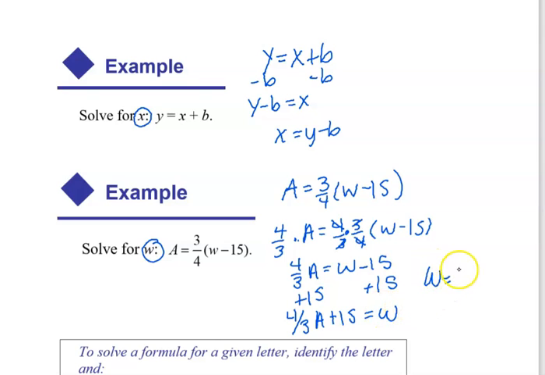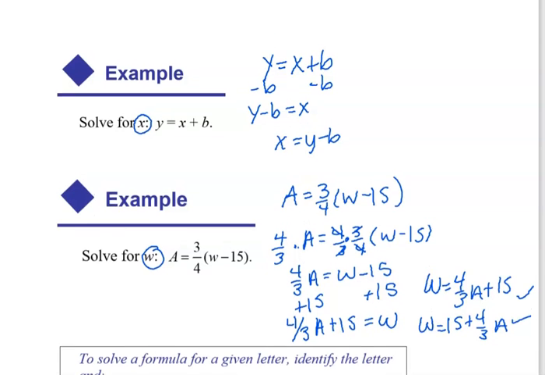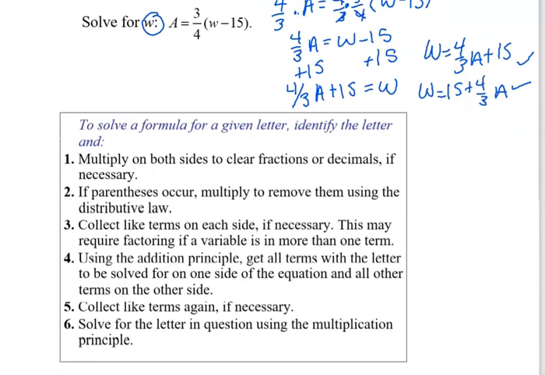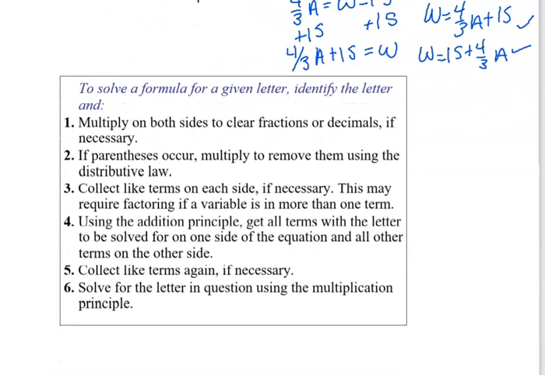And a lot of times people like to look at it with the letter or the variable they're trying to find in the front. Would it have been okay if I wrote the 15 plus 4/3 A? I mean, these two things are the exact same. This is positive here, and it stays positive here. This 15 is positive, it stays positive, so that's good. This is just kind of some steps that you could follow if you were having trouble with this.